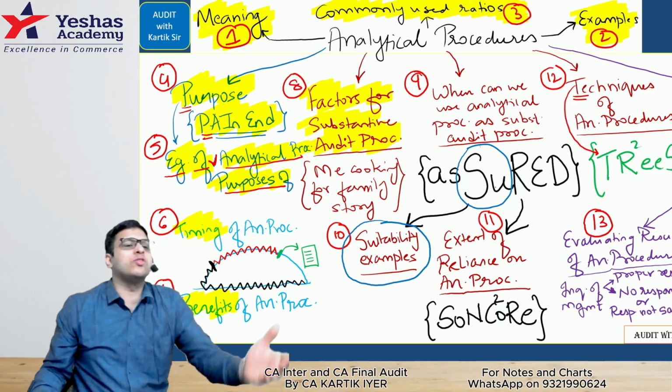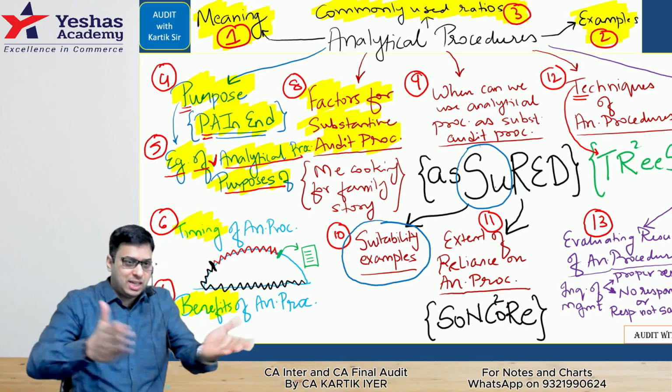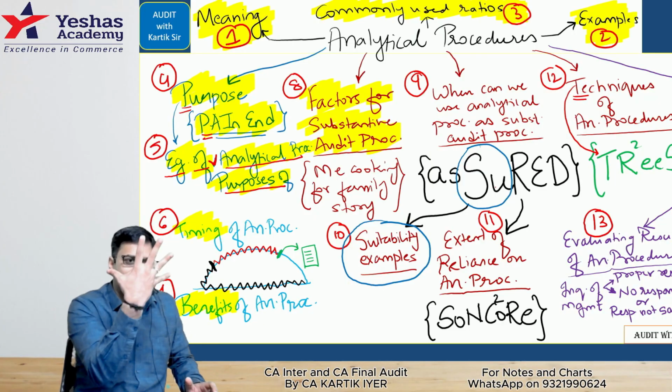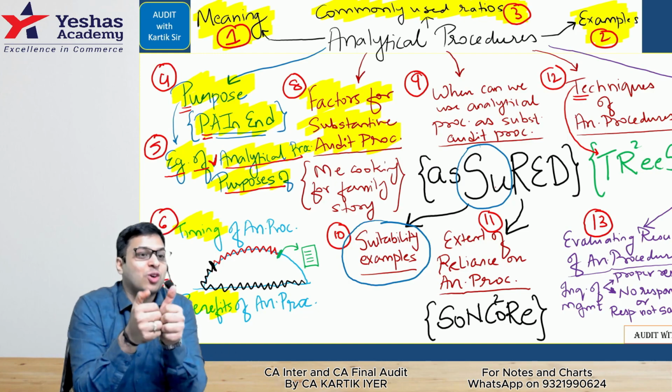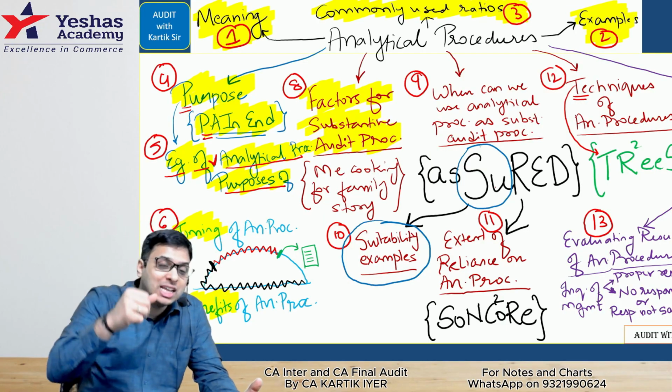This is your me cooking for family story. Go for it, tell me. First is data availability, disaggregation, source, fire comes, inherent risk. Then you put the fire down first. Then you message your friend, that is called account type. Then put coriander leaves, that is called nature of assertion.